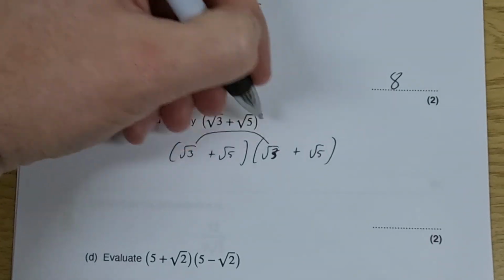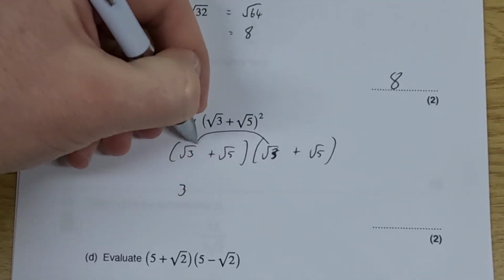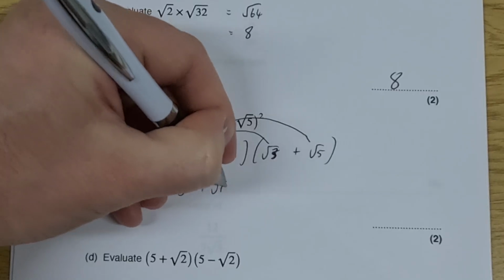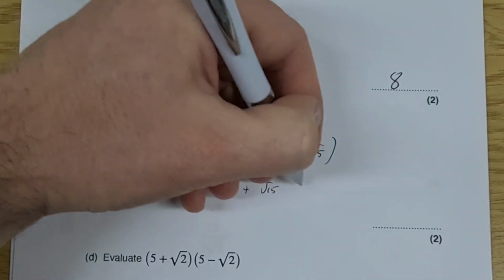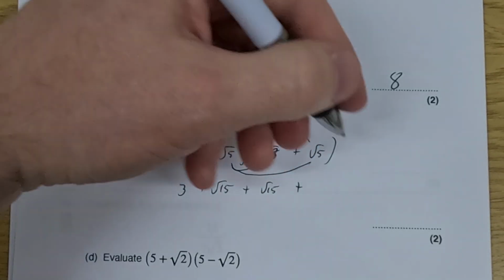So root 3 times root 3 would be equal to root 9, or I just go for 3, so 3. And then root 3 times root 5 would be root 15, so plus root 15. Root 5 times root 3 would be another root 15. And then finally, root 5 times root 5 would be root 25, or just 5, so 5.